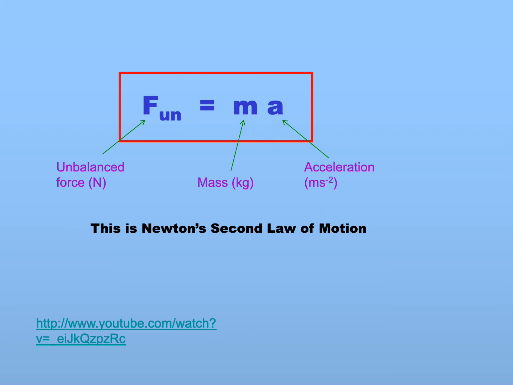If you're ever asked to state Newton's second law of motion, then you simply state that equation, F unbalanced equals ma, but you must also identify each symbol. F un is the unbalanced force, and you must mention its unit in newtons. You must mention the mass, m is in kilograms, and you must mention the acceleration, a is in meters second to the minus 2. F equals ma, Newton's second law of motion. I feel a worked example coming on.